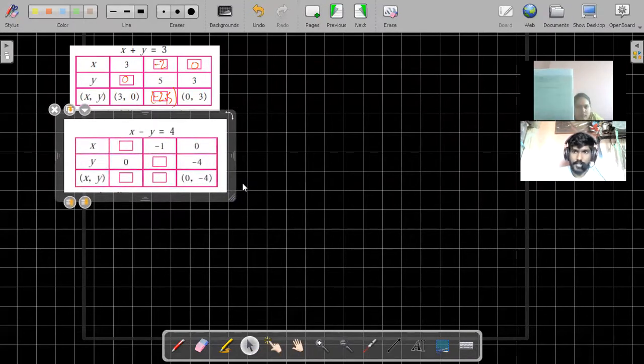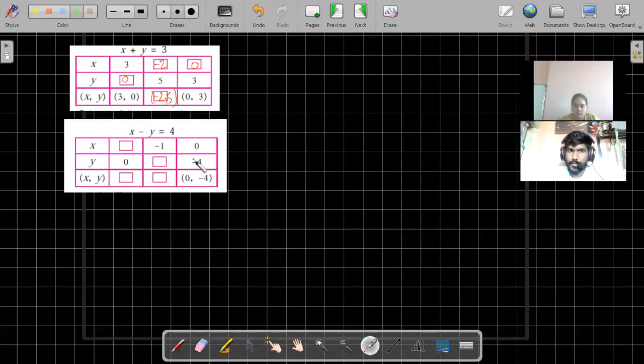Okay, now for the second. You have written the working, right, for the first one? The calculation and all you have written, right? Yes. Okay, now this one, the second: x minus y equal to 4.